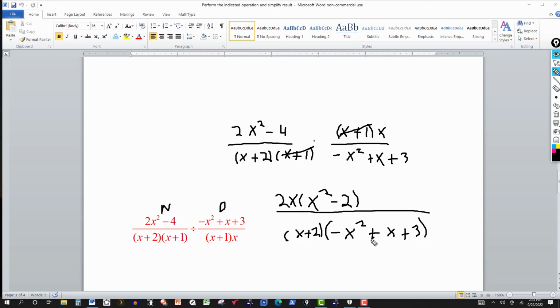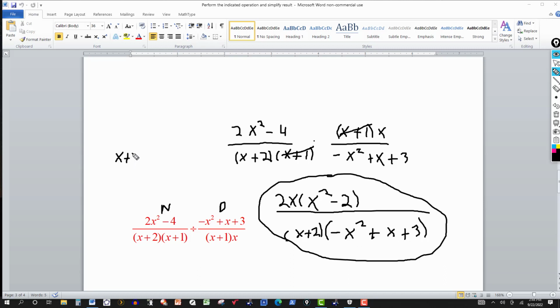Sometimes you'll factor out a negative out of this one. So let's say, okay, this could be your answer here. That's simplified. You'll see some that'll factor out a negative out of this one here. So let me do this. X plus 2 here. And let's factor out a negative out of this one here. The minus x squared becomes an x squared. The positive x becomes a minus x. The 3 becomes a minus 3. And they'll put this negative up here with the 2x. So this then could be a minus 2x, and then parentheses x squared minus 2.